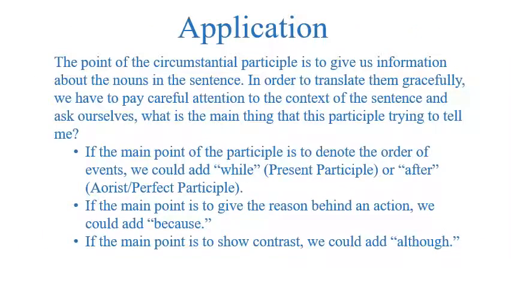In order to make use of our understanding of the circumstantial, we have to pay careful attention and ask ourselves, what is the participle trying to convey? If the main point of the participle is order of events, in the present, which is contemporaneous with the main verb, we could add while. In the aorist or the perfect, both past tenses, we could add after to show that the action of the participle happens before the main verb. If the main point is to give the reason behind an action, we could add because. And if the main point is to show contrast, although would be a way to render this.